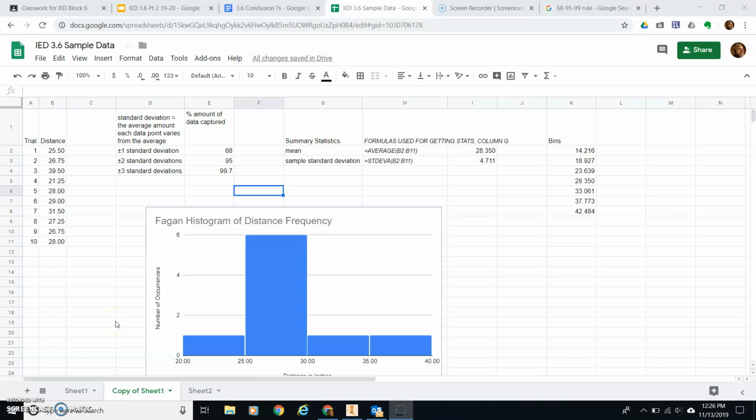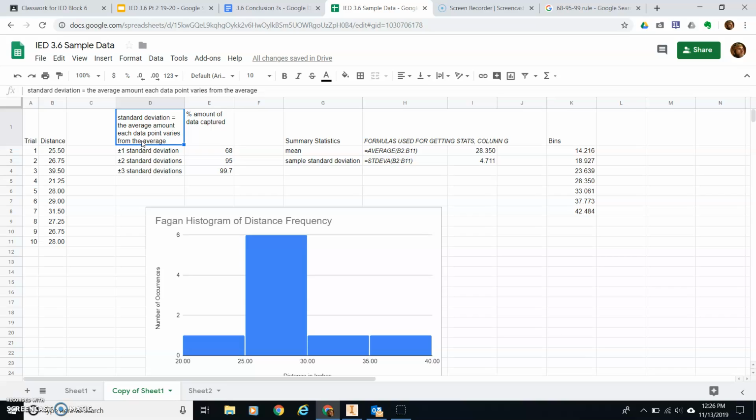So I want to talk a little bit about standard deviation. All right, so standard deviation is a really useful statistic. As it says here, it is the average amount each data point varies from the average. All right, so based off this definition, we can tell that if I have a large standard deviation relative to other standard deviations for the same kind of data, there's a lot of variation, right? The data points can be close to or maybe really far from our average.